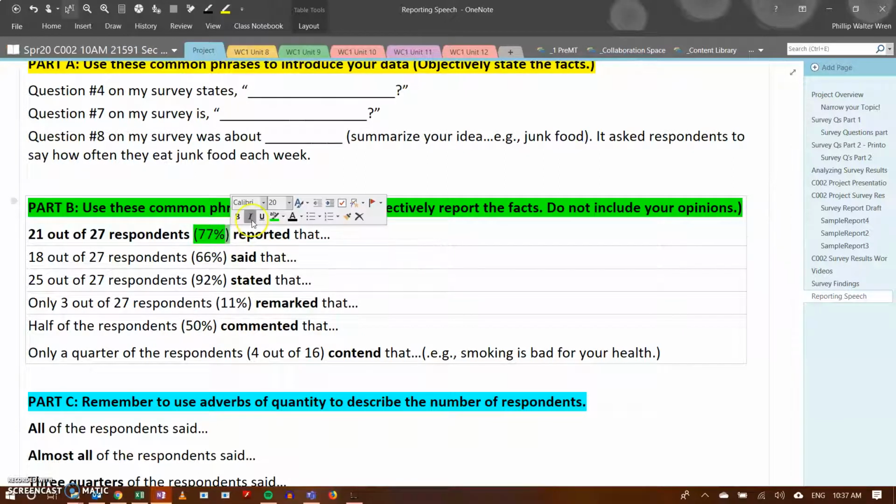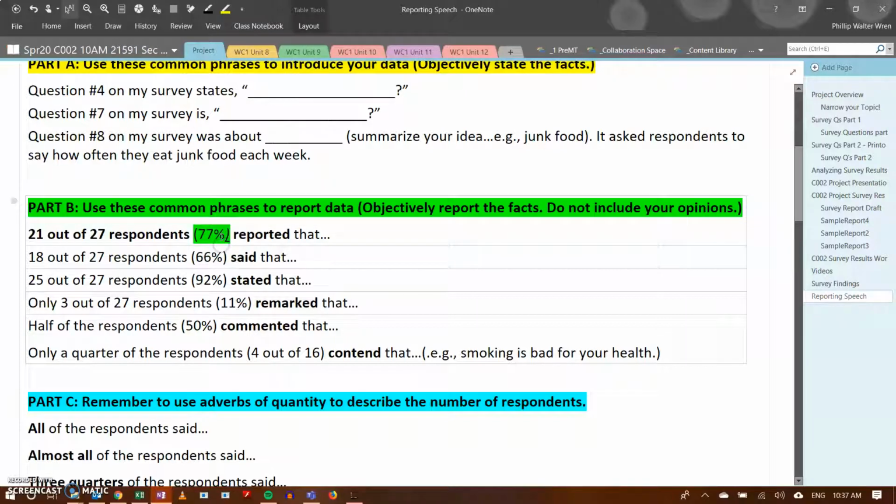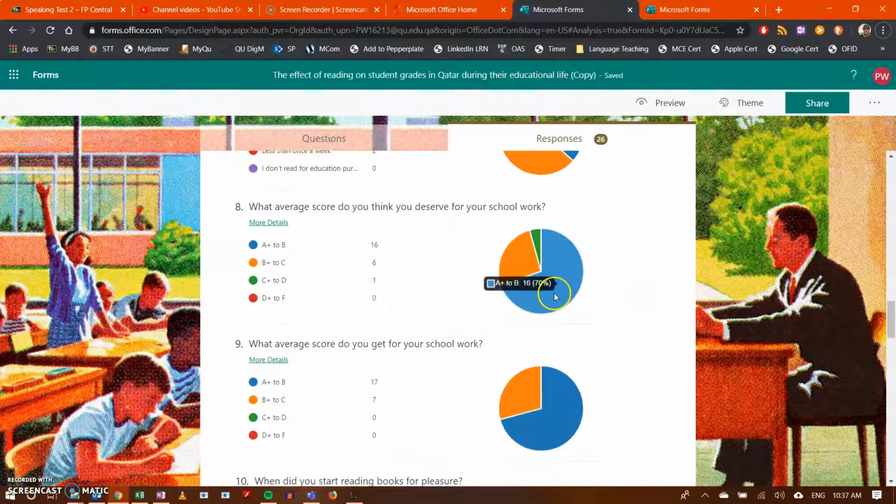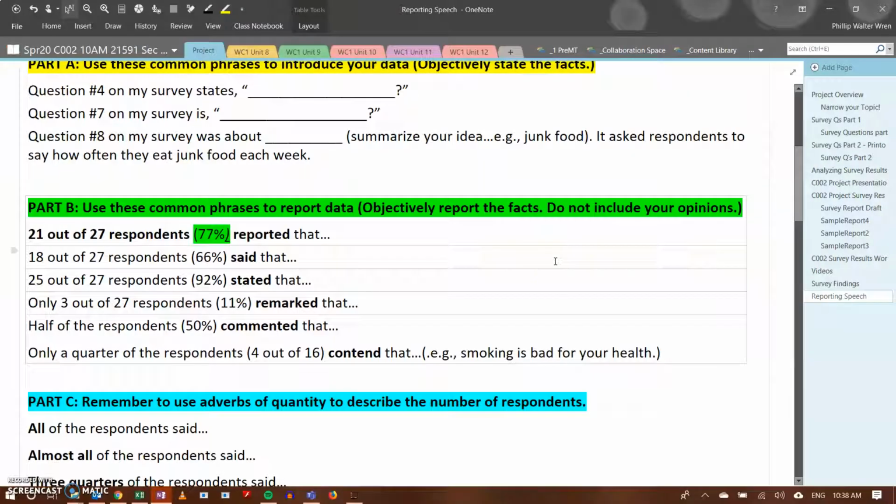These things right here. Underline those. That weird half circle thing. Okay? So, let's say over here, 16 out of, how many respondents is that? 16, 21, 22? 26 respondents. Interesting. 16 out of 26 respondents said they think they deserve A+ to B scores for their work. Or reported that. 18 out of 27 respondents said that. 25 out of 27 respondents stated that.